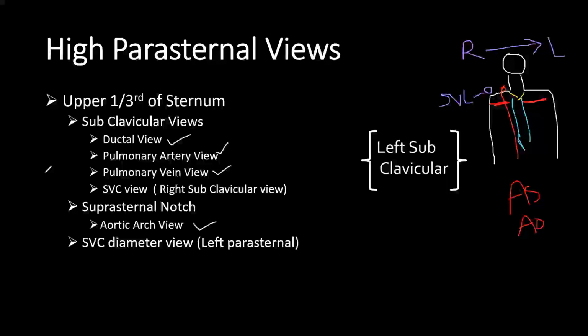Next to that is, so this right is SVC, and just right to the sternum is ascending aorta. Then behind the sternum or just left to that is the pulmonary artery. And then left to that will be the descending aorta. So anybody can repeat? You can write in the chat box which is the most right.